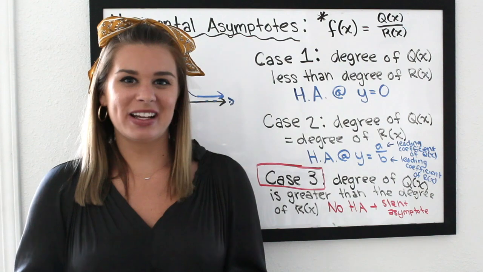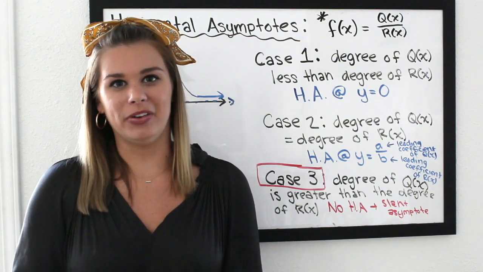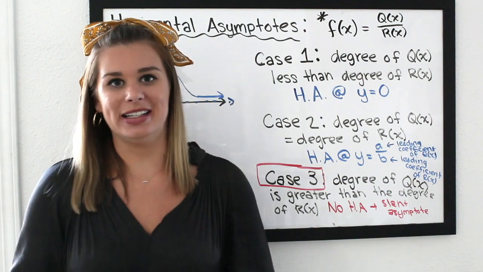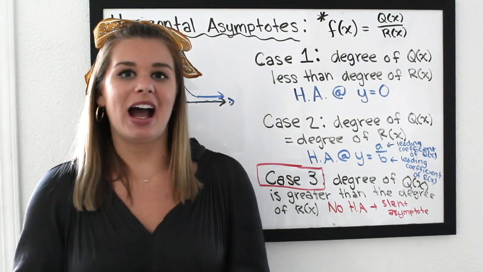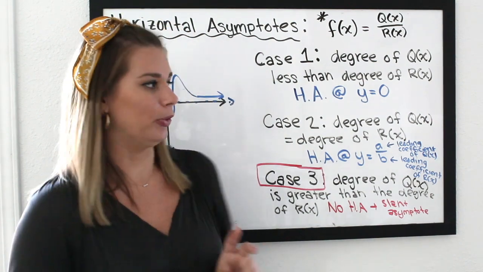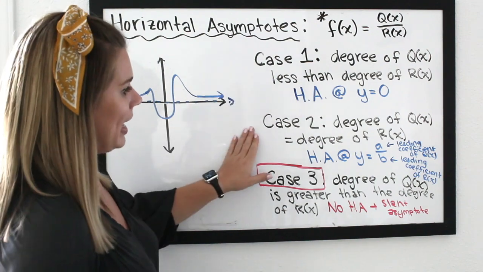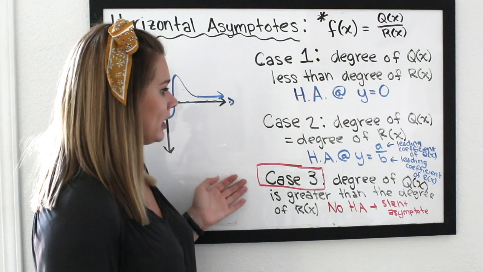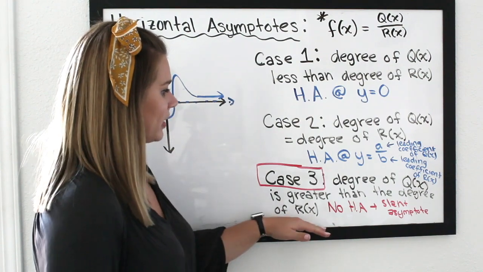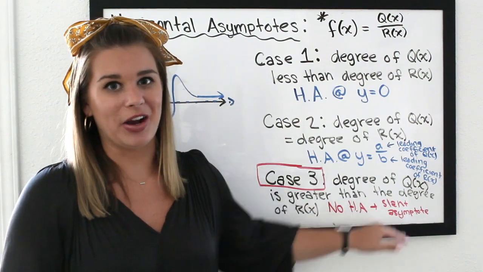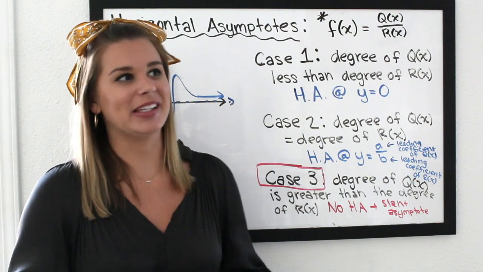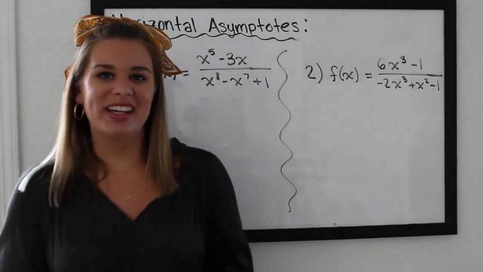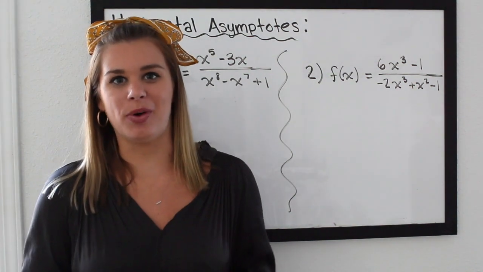Okay, so now what we're going to do is go through an example and determine if an equation has a horizontal asymptote. I'm going to do 2 different examples that demonstrate case 1 and case 2. In this video, I'm not going to worry about case 3 just because I could pretty much do a whole other video on finding slant asymptotes and doing polynomial long division. Alright, so here I have 2 examples for you all.